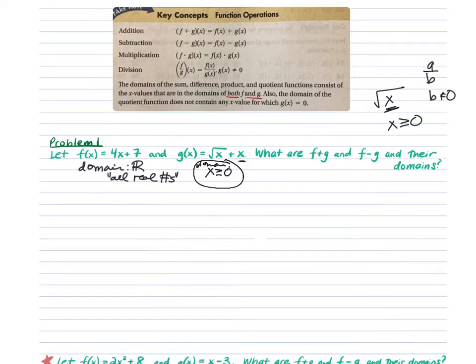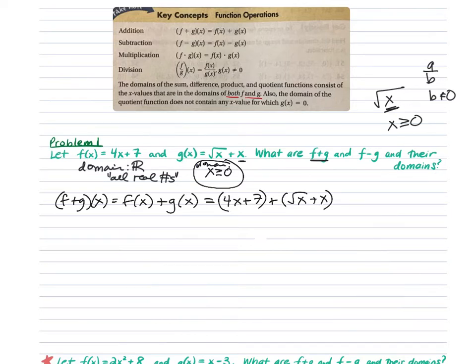So f plus g, this is the notation you'll see on the homework too. This is going to equal f of x plus g of x, which is 4x plus 7, that's my f of x, plus square root of x plus x. Then let's combine these: 4x plus 7 plus square root of x plus x. These are like terms, so this becomes 5x plus 7 plus square root of x. And that is our answer.